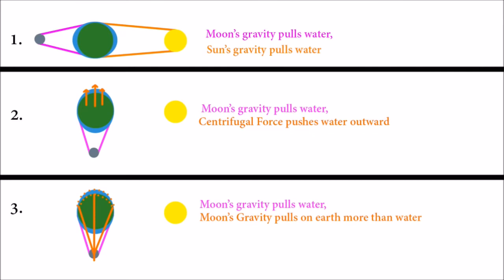But then in the last video, the guy says the moon's gravity is pulling the water. But then he says the moon's gravity pulls on the Earth more than the water, leaving more water on the top to create a high tide. So which one is it? Please tell me which one is correct, because I don't really think any is correct.